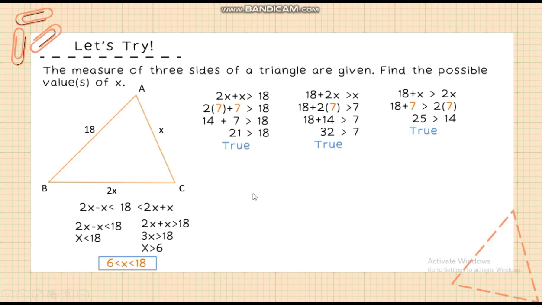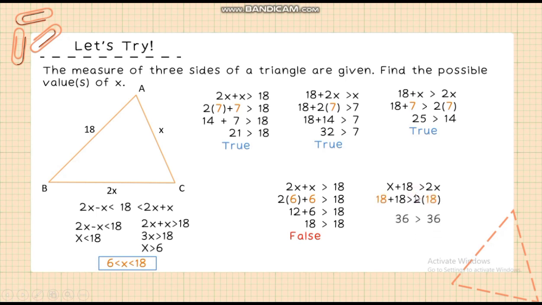Now let us try to check. Let us try 6 as the value of x. So let's have this pair, 2x plus x. Substitute 6, so 18 is not greater than 18, therefore it's false. Let's have 18 as the value of x. Substitute 18, it's 36, which is not greater than 36, therefore it's false. So therefore 6 and 18 cannot be the possible values of x in this triangle. That's all.